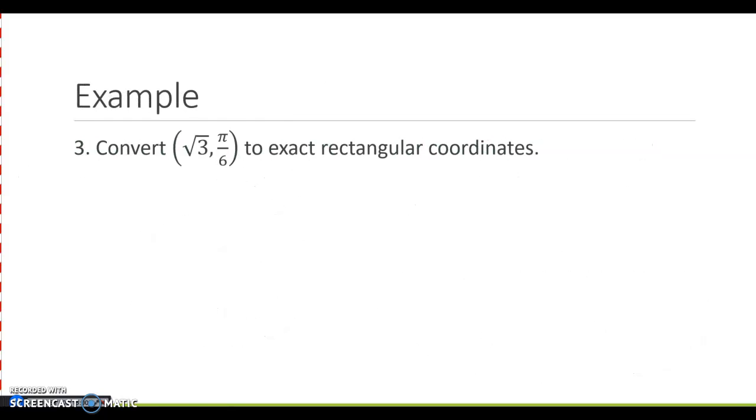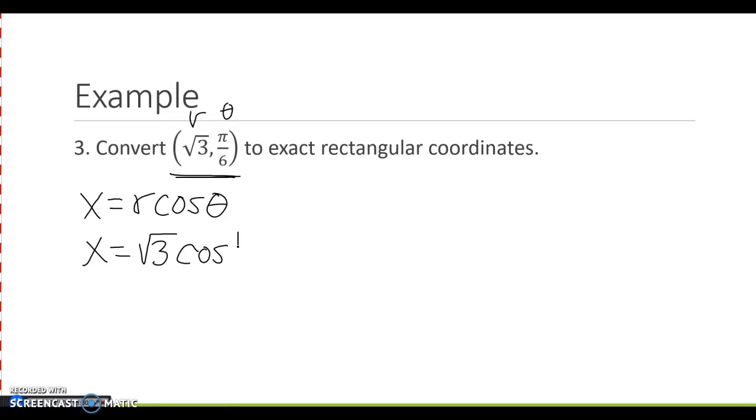So we are going to convert these polar coordinates to an exact rectangular point. I know this is a polar coordinate point because pi over 6 is symbolizing an angle for theta. So this is r and theta, and we need to find x and y. So x is r cosine theta. I'm going to substitute in: square root of 3 cosine pi over 6.